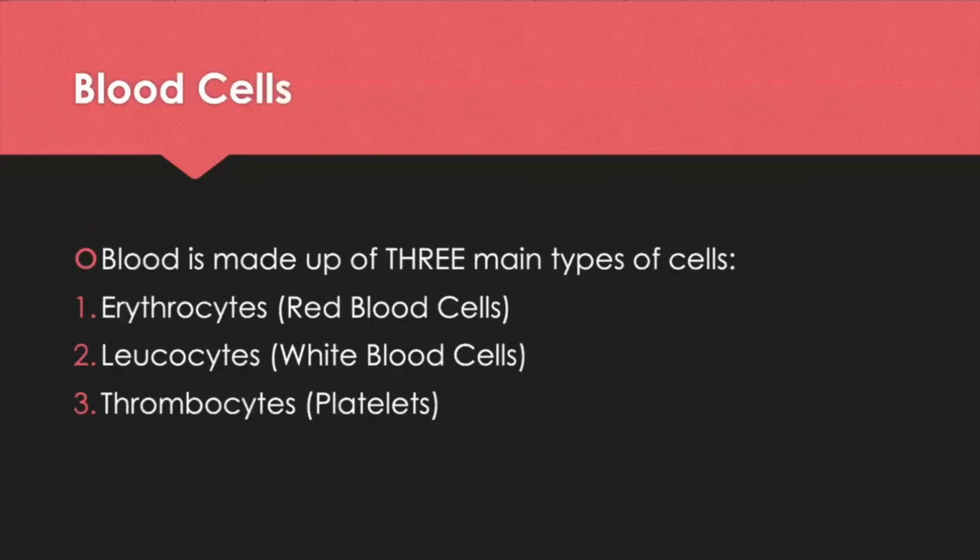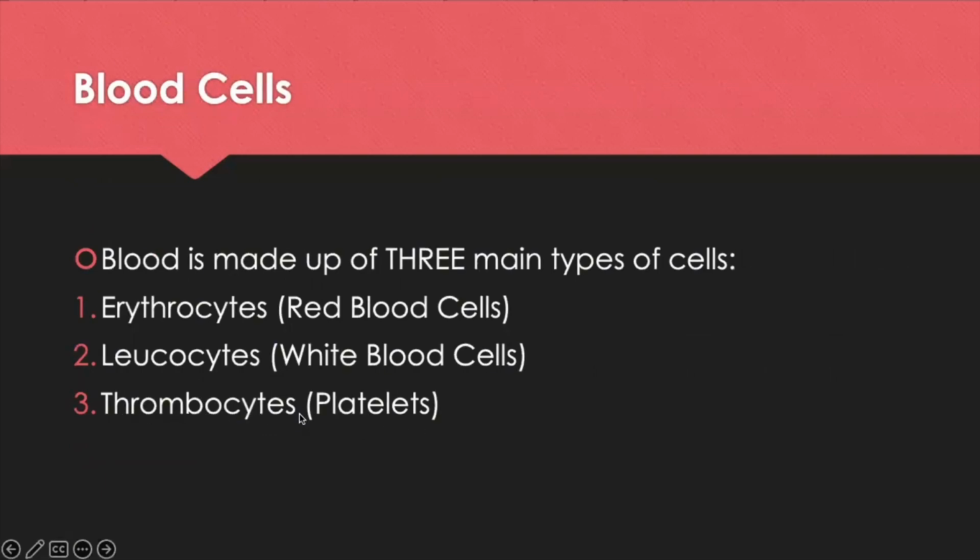All right. Now, blood cells. Blood is made up of three main types of cells. We saw that they were called red blood cells, white blood cells, and platelets, but there are some fancier names for them. Red blood cells are also known as erythrocytes. White blood cells are called leukocytes, and platelets are called thrombocytes.